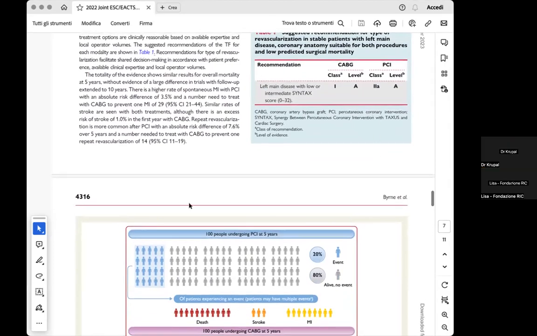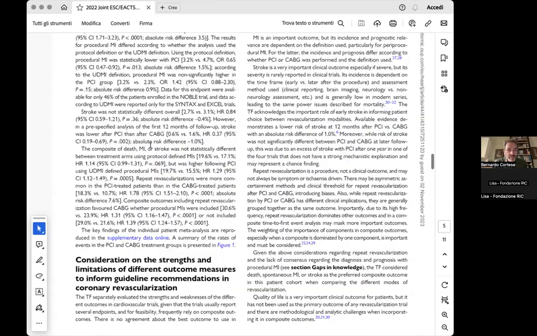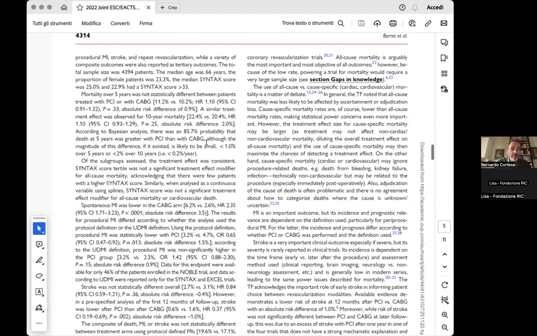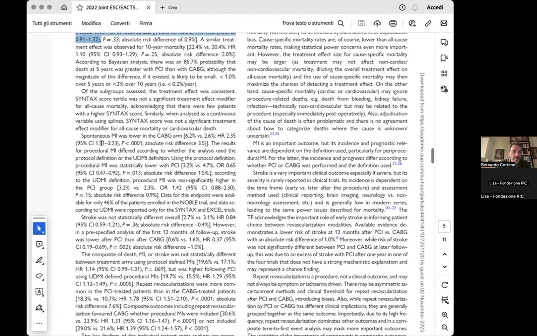Okay, so this is the phenomenon. But you should read this, because if you go and read, you can see that for mortality there is no difference totally. Hazard ratio is 1.1 and the confidence interval 0.9 to 1.3. For stroke it is the same. There is a higher risk of spontaneous MI in the PCI arm. As I said, which is my position, because we also have to be honest, I would not propose CABG in a low SYNTAX score patient. So I totally agree with what Wojciech was saying before.